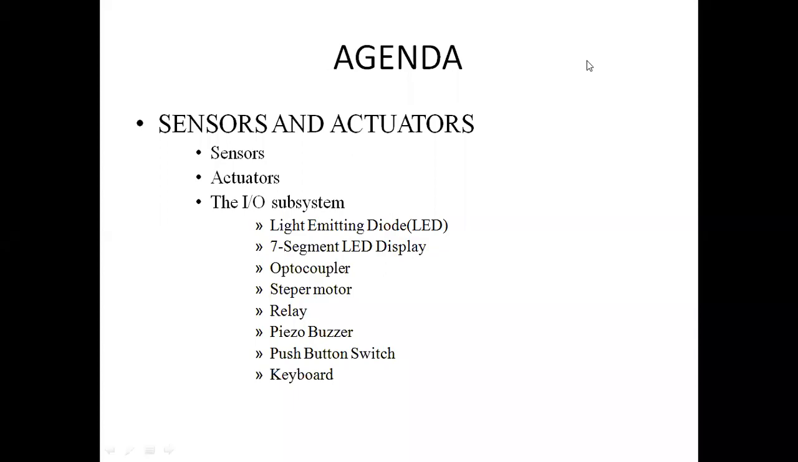Good morning, guys. In today's class, we're going to study sensors and actuators. In sensors, first we're going to see what we mean by a sensor, what we mean by actuators, and the I/O system bus. The I/O system bus is of eight types: light emitting diode, 7-segment display, optocoupler, stepper motor, relay, piezo buzzer, push button switch, and keyboard. We're going to see all these things in detail in this class.